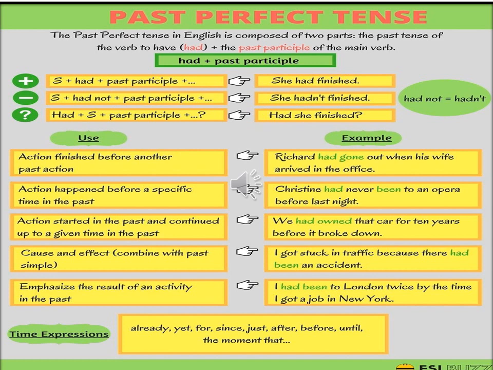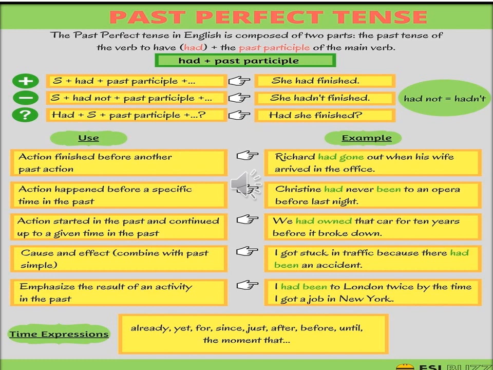Now let us move on to some more usages of past perfect tense. It is also used to express an action that happened before a specific time in the past. For example, Christine had never been to an opera before last night. This tense is also used to express an action that started in the past and continued up to a given time in the past. For example, we had owned that car for 10 years before it broke down.